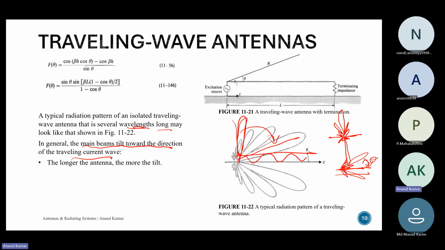And the longer the antenna, the more the tilt. So if this was this length, it will be tilted like this. If we increase the length, the tilt will increase like this.